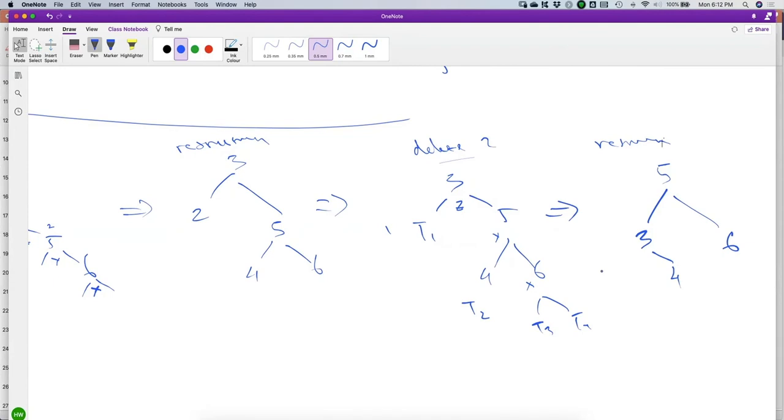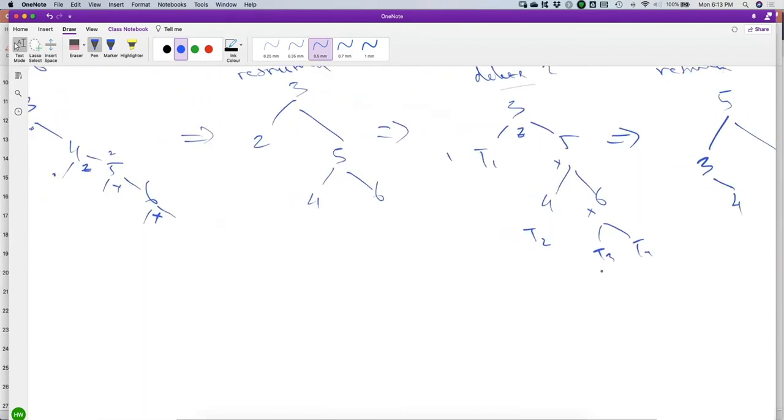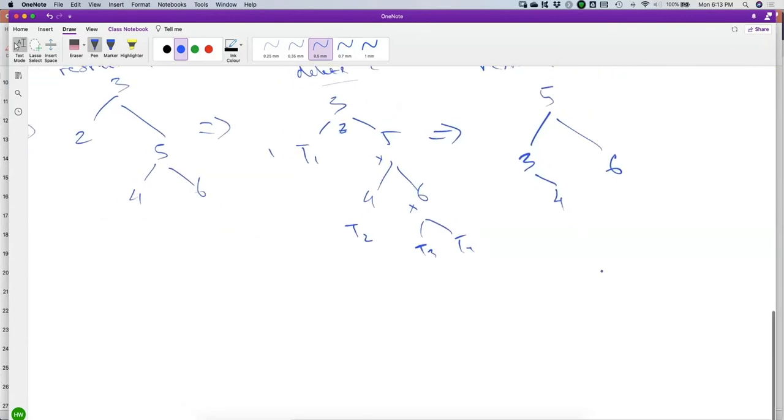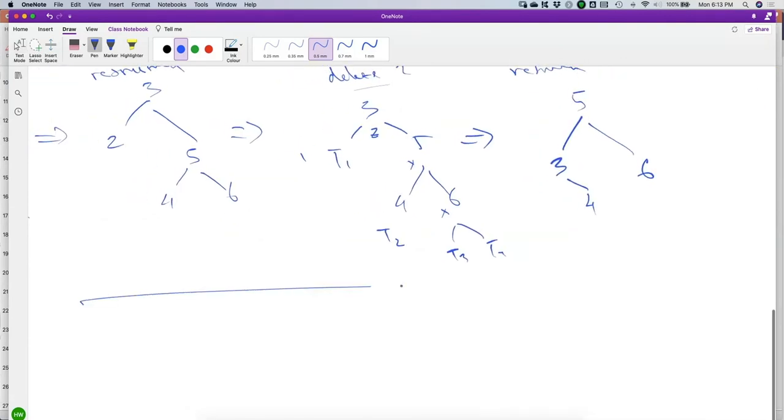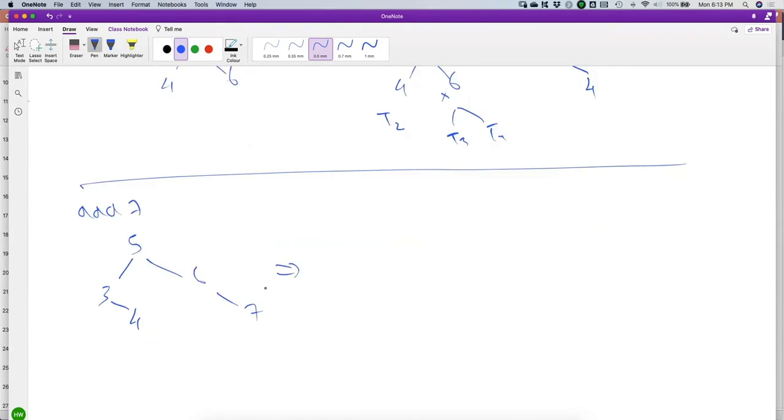Now then we're going to continue the process, right? We're going to add 7 to that. Okay, I'm going to continue below here. So I'm going to add 7. So that is going to result in the following 3, right? 6 and then 7. So no imbalance, right? Because everything is still the same. I mean, not the same, but the height is still comparable.